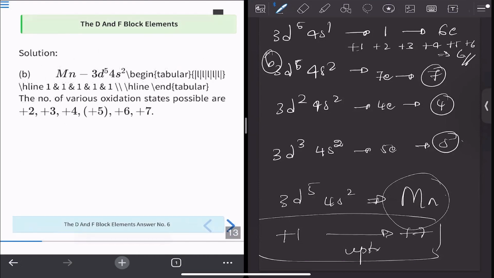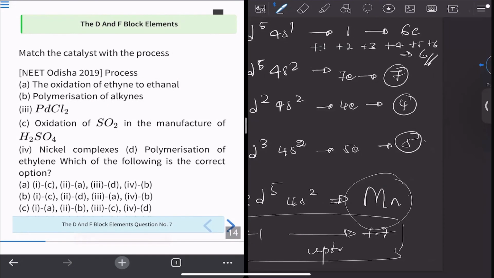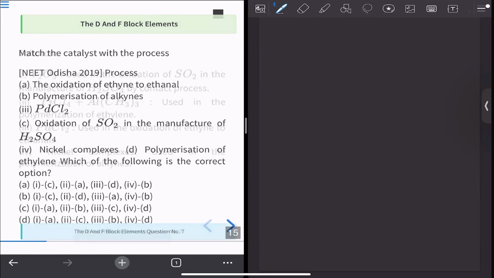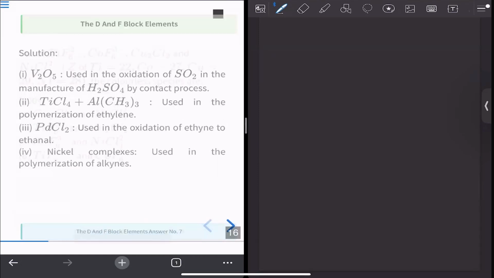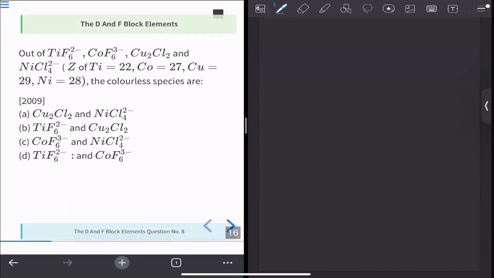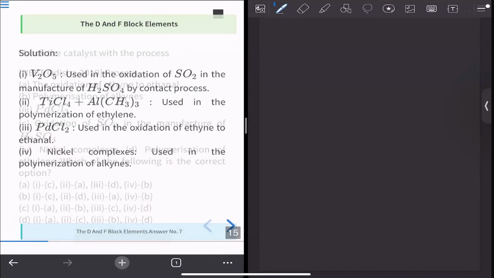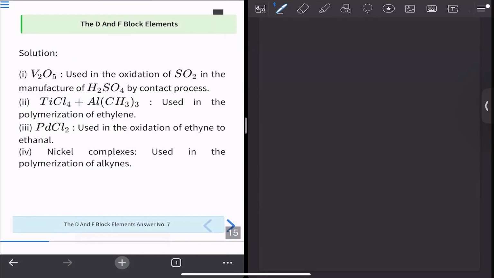Next, match the catalyst with the process. There is a problem in the question, so I will directly give you the answer. The question is incomplete here, so I will explain the answer directly.